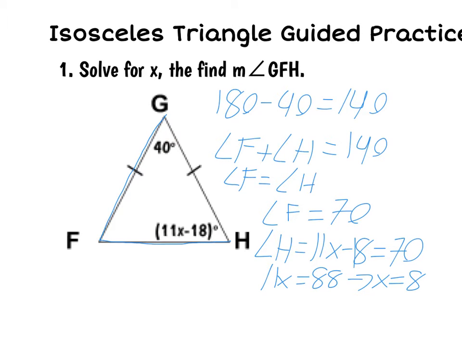X equals 8, which we've done. Do x equals 8, and we previously solved for what F must be equal to. So we have solved for both the x, and we found the value of GFH.